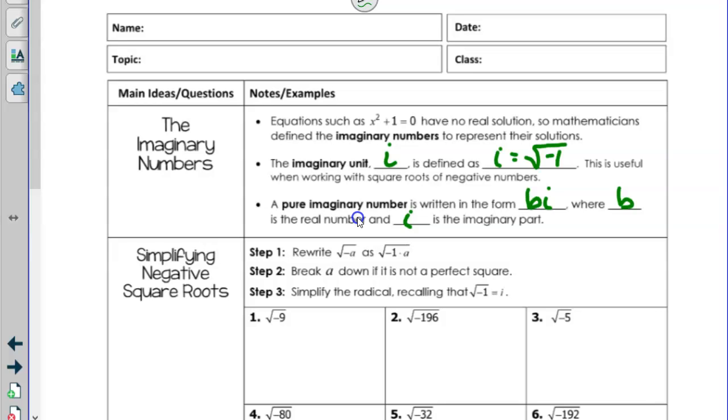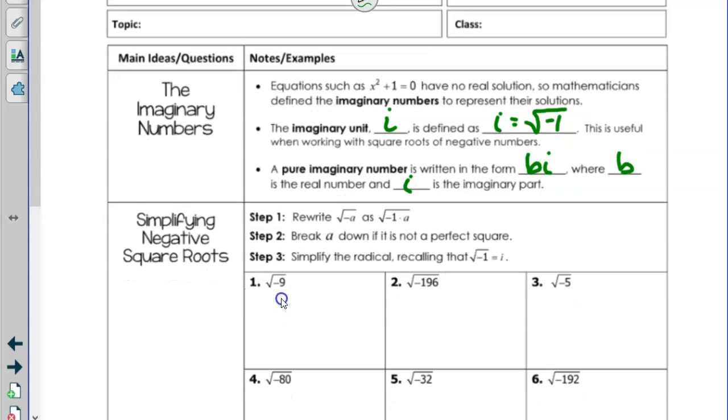When you get to something that's a square root of a negative number, like you're seeing down here, we're first going to rewrite it by pulling the negative 1 out. Step 2 is to break down the number if it's not a perfect square, just like we were doing in the warm-up. You're going to simplify it the same way you always have. When you simplify the radical, you have to remember that the square root of negative 1 is where the i comes in. This will make more sense once we do a couple of them.